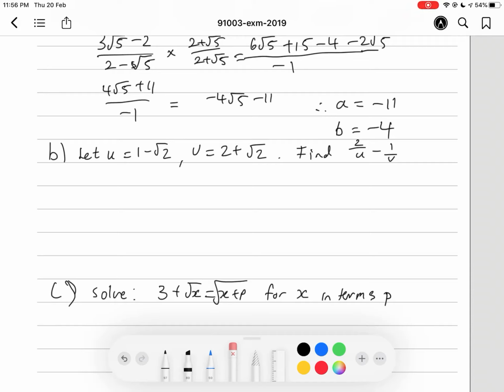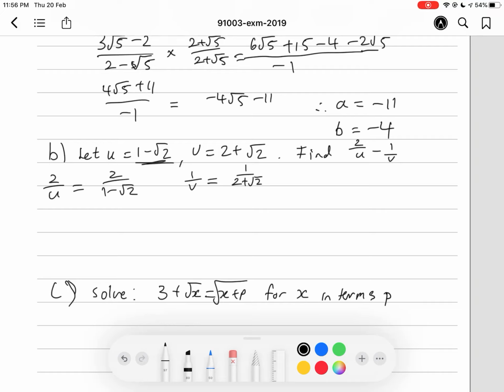Apologies, the last video got cut off, so we're looking at question B now, 1b. Let u be equal to 1 minus root 2 and v equal to 2 plus root 2. Find 2 over u minus 1 over v. So our 2 over u will just be equal to 2 over our u value, which is 1 minus root 2, and our 1 over v is equal to 1 over 2 plus root 2.